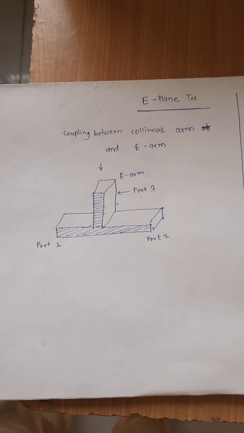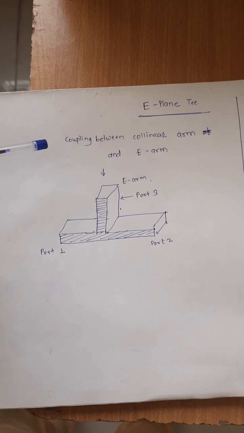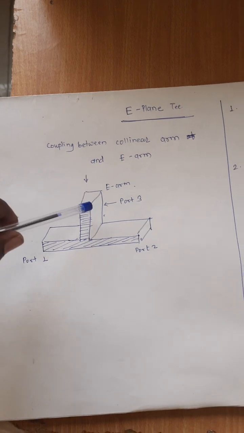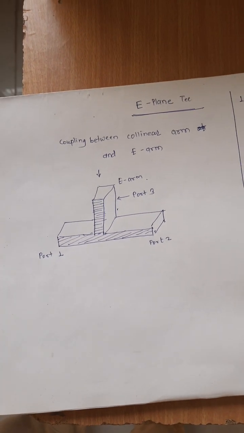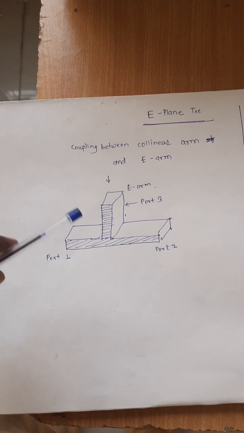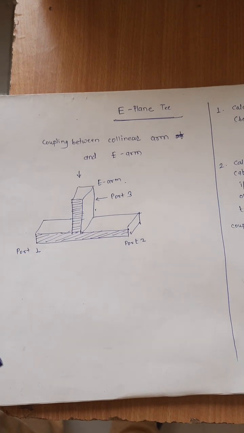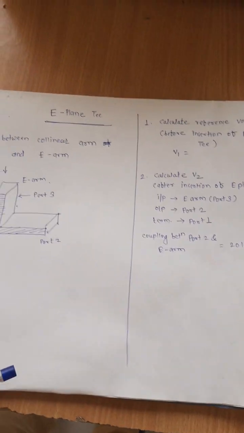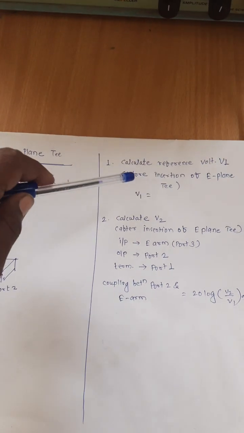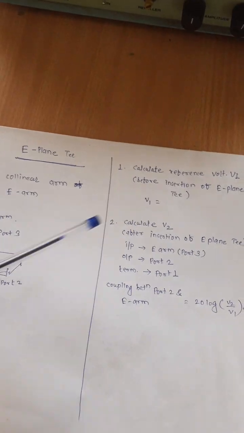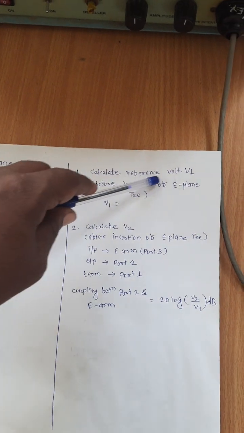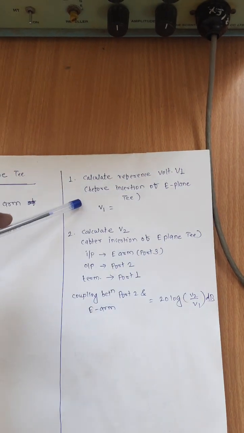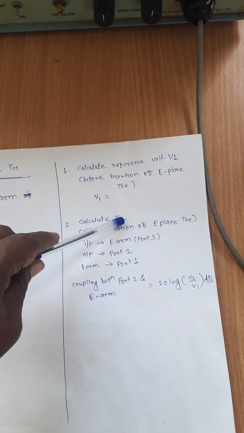Now for this particular experiment we want to calculate the coupling between the collinear arm and the E arm. So what is the coupling factor? That is what we want to calculate. For calculating such coupling, first of all we have to calculate the reference voltage V1, which is the voltage measured before insertion of the E-plane T. So our first step is to calculate the reference voltage V1.